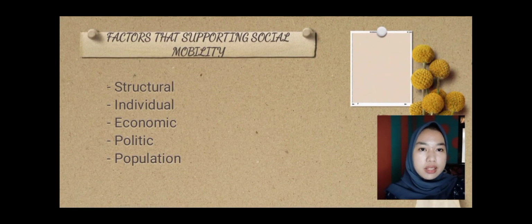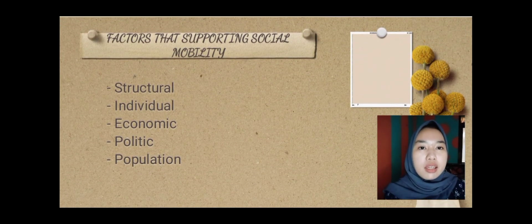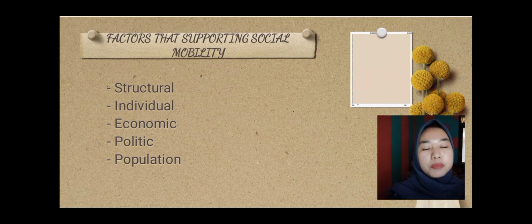The next slide. There are factors that support social mobility. The first is structural, individual, economic, and political, and the last is population.